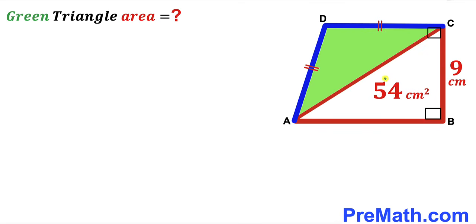Moreover, the area of this triangle ABC has been given to us as 54 centimeter square, and its side BC length is 9 centimeter. Furthermore, this side AD is equal to this side CD, and these angles are our 90-degree angles. Now our task is to calculate the area of this green shaded triangle ACD.